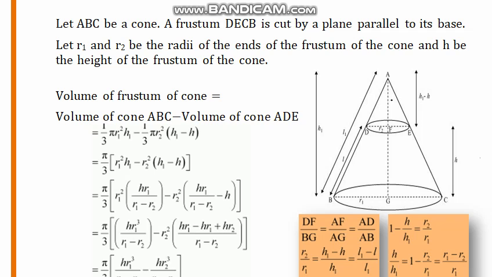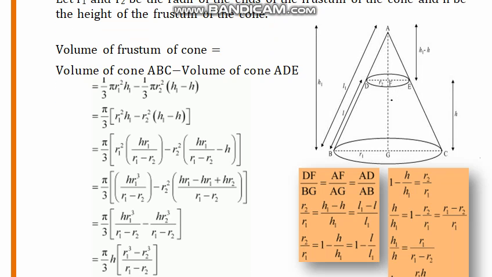Actually, here we require only the height, so the slant height is not needed. In the frustum, we need the radius and height only to find the volume. So we omit the slant height and equate the remaining ratios: R2 by R1 equals H1 minus H divided by H1.